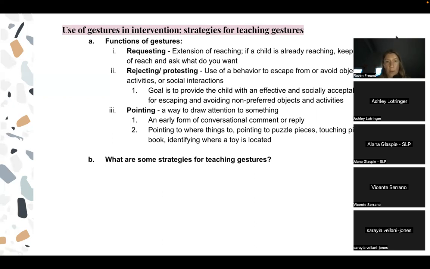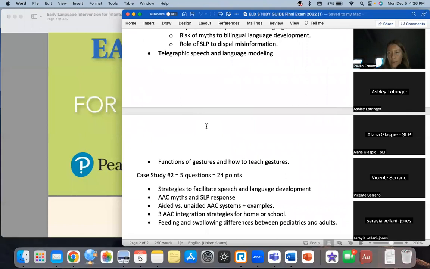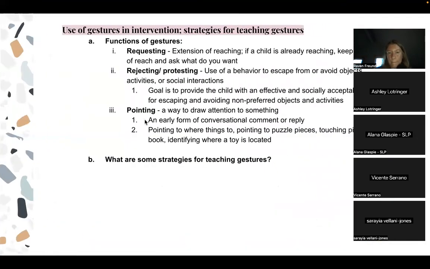So they might be pointing to where things go, sorry guys, that should say to where things go, pointing to puzzle pieces, pointing to things that they want. And then some strategies for teaching gestures. It looks like this is not filled in, but I think that you could use all of these functions above to teach a gesture and to teach a strategy, if that makes sense. And I think use the binary choices to offer a choice so the kid can point at something specific as well.